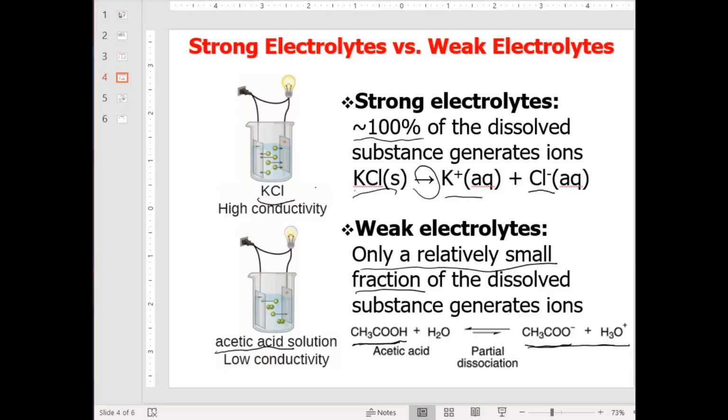Here, it is a chemical reaction because the composition changed from molecules to ions. Besides, here, the dissolution reaction is represented by this arrow, while the backward reaction is represented by the upper arrow. This arrow is shorter than the upper arrow. It means only a relatively small fraction of acetic acid can proceed in this direction. Only a small percentage can go this direction and generate ions.